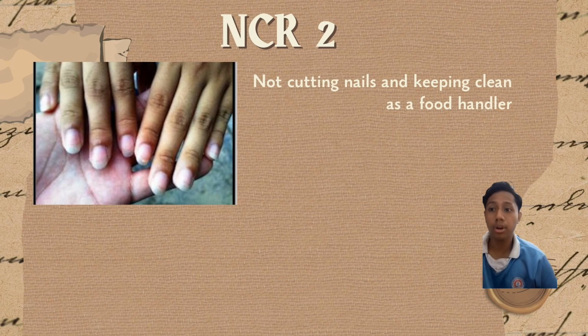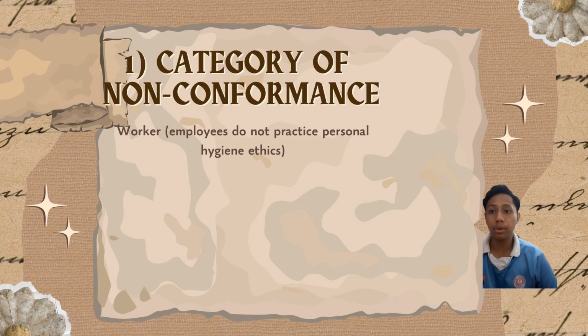Okay, so for the answer number 2, you can see the picture. The workers are not cutting their nails and keeping clean as food handlers. You can see the nails are very long and they just keep clean as a food handler. So we go through to the category of the non-conformance. So we can see worker. So the employee does not practice personal hygiene ethics when they do processing at the food production.